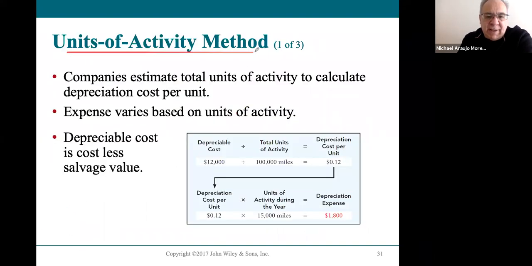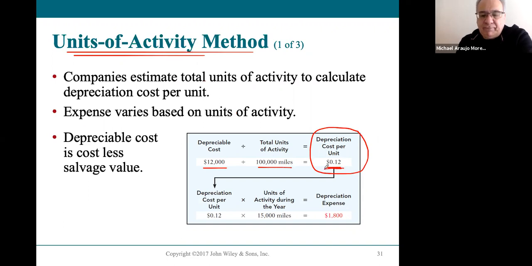The units of activity method is actually quite simple because the first thing you need to do is determine what the depreciation cost per unit is. So for this example of Bill's truck, we said we were going to depreciate $12,000 of that truck, but the units is miles. So we're going to depreciate it over 100,000 miles. So every mile we drive the truck, we depreciate it by 12 cents per mile. So all you really need to do is figure out how many miles you drove the truck every year to calculate your expense.